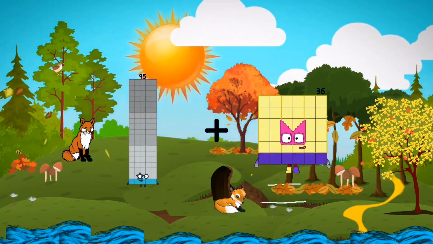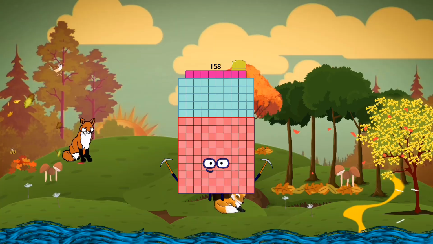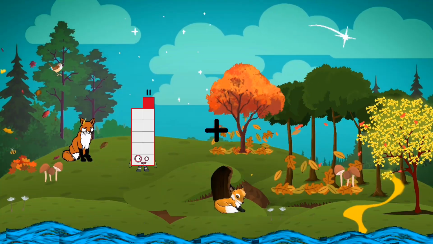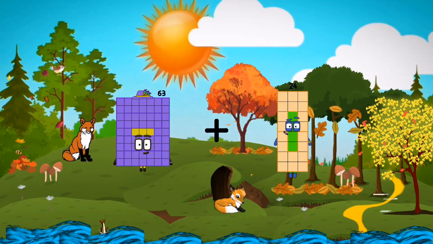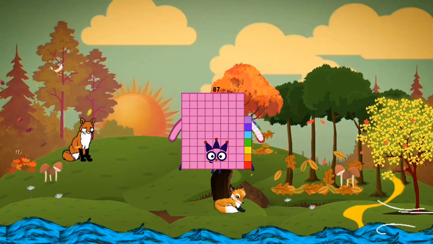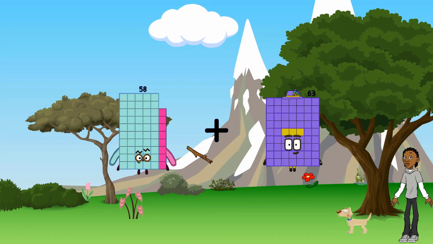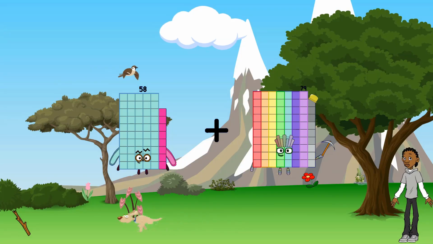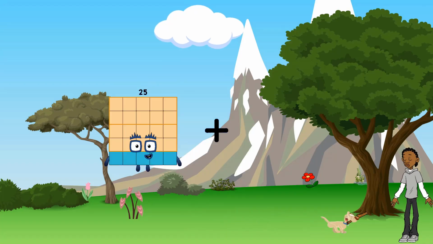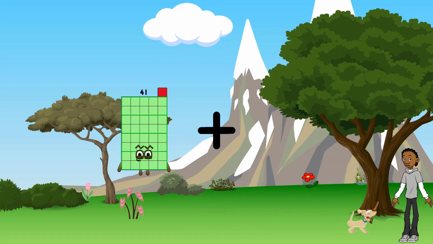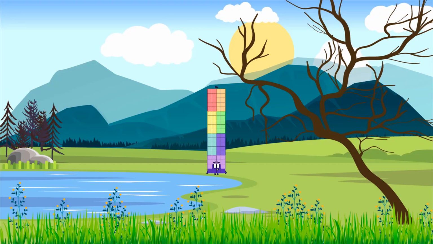95 plus 63 equals 158. 63 plus 24 equals 87. 58 plus 79 equals 137. 41 plus 35 equals 76.